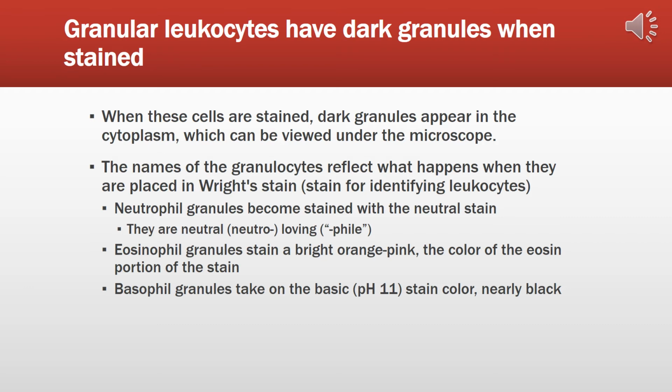Eosinophil granules only stain with a stain called eosin, which is a bright orange or pink color, and thus they're called eosinophils because they love that stain. And then finally, basophil granules take on the color of the basic stain used to identify them, and their granules are nearly black. And like it says, the pH of the stain is pH 11, so it's very basic.